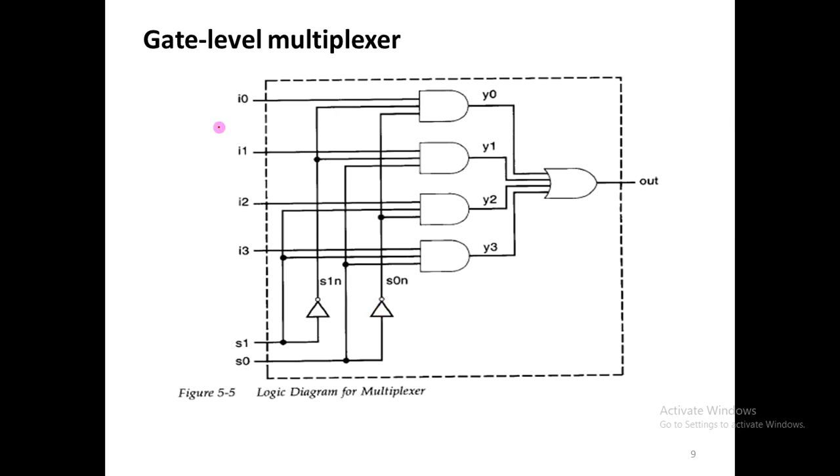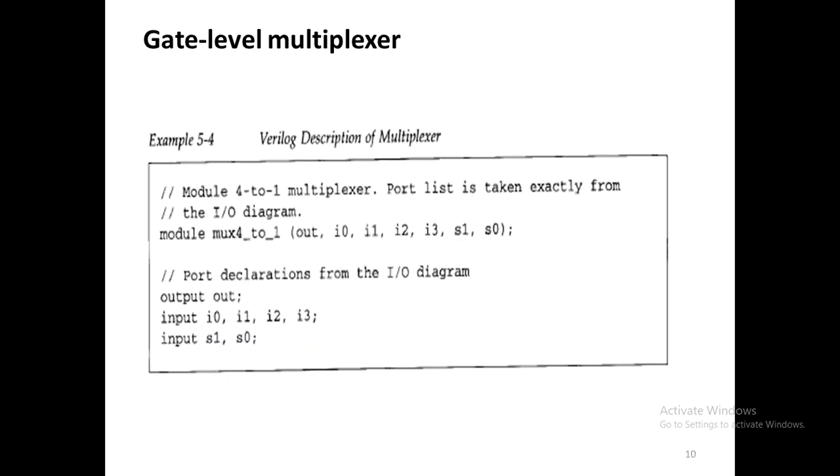In all of this, I0, I1, I2, I3, S0, S1 outside the dotted rectangular box are your input ports, and output is your output. So I know 6 inputs and 1 output are your ports, and the rest are intermediates. How many intermediates are there? You can see here. S1N is an intermediate. S0N is also an intermediate. Y0, Y1, Y2, Y3 are also intermediates. So total 6 intermediates I'm having. Let me define those things using wire. So here's a declaration.